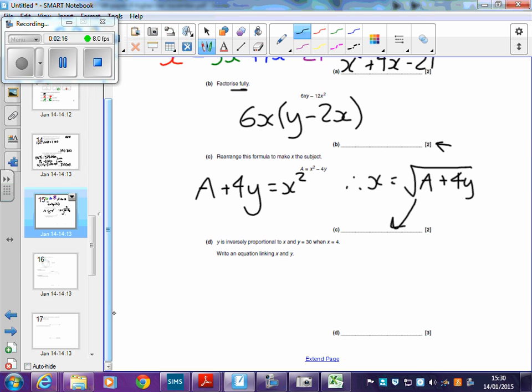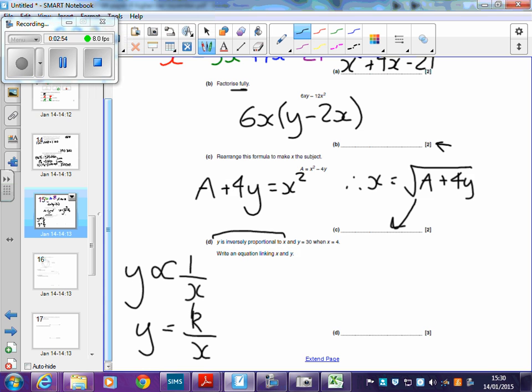Alright, and last one, part D. y is inversely proportional to x, and y is 30 when x is 4. Let's take this inversely proportional bit first of all, and let's make this into an equation. So y, the proportional sign is this thing that looks like a funny fish, and because it's inversely proportional, it's 1 over x. If it doesn't say inversely, it's just y funny fish x. If it's inversely, 1 over. Sometimes they say of 2x squared or something, and then you just change that. Alright, the funny fish, you replace that with equals k, so you've now got y equals k over x. Okay, and that is your equation.